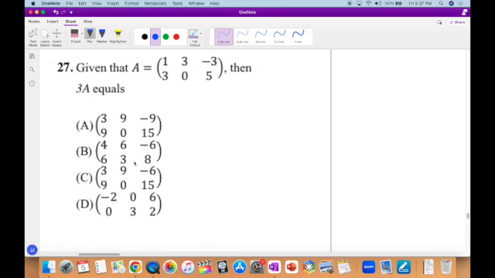Matrices. Given that A is that, then 3A equals, so 3 multiplied by 1, 3, minus negative 3, 3, 0, 5. You just multiply 3 by everything, right? So that'll be 3, 3 3s are 9, negative 9, 9, 0, 15. The answer is B.